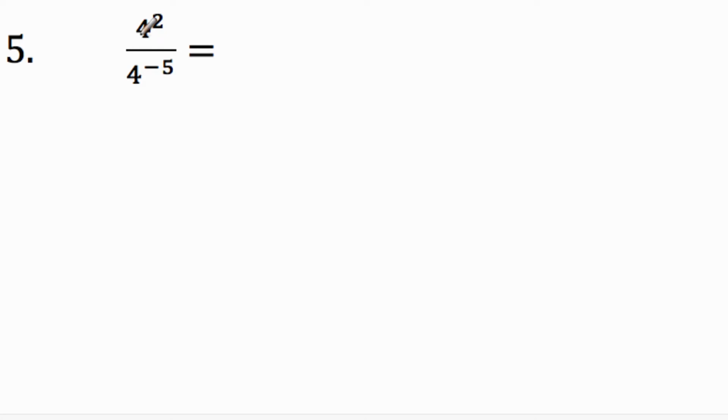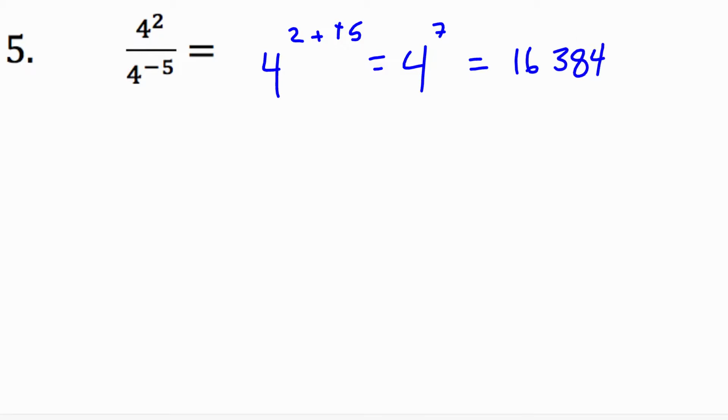Okay, the next one, I'm dividing common bases. This is an exponent question, so I subtract exponents. So this would be 4 to the 2 minus a negative 5. Now minus a negative, those two would cancel. So this would be 4 to the 2 plus 5, or 4 to the 7th. If you figure that out on your calculator, I think it comes out to 16,384.